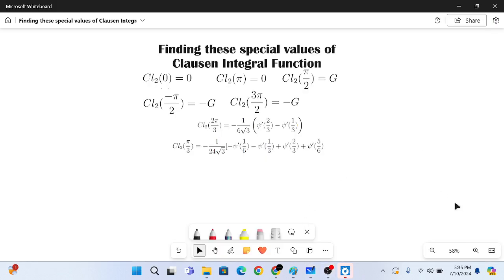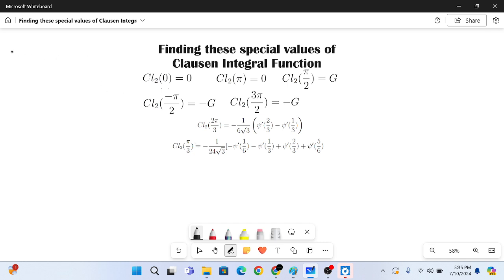Finding the special values of the Clausen integral function. So basically in this video, we will find some special values of the Clausen integral function where the inputs are 0 or pi by 2, 2 pi by 3, some of these standard angles.